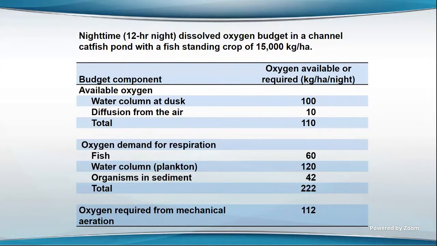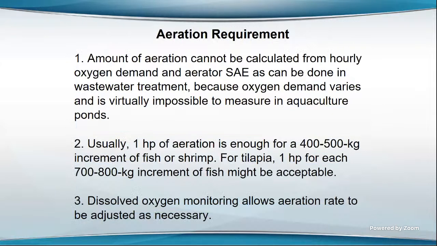So we thought we could do that with ponds, but it turned out you can't do it. It's just impossible. The amount of aeration cannot be calculated from the hourly oxygen demand and the aerator SAE, that's the standard aeration efficiency. I'll mention what this is in a minute. This is done in wastewater because the oxygen demand varies, and it's virtually impossible to measure in aquaculture ponds. Usually 1 horsepower of aeration is enough for about 400 to 500 kilogram increments of fish or shrimp. And for tilapia, maybe 700 to 800. I don't really know. I've never seen that worked out for tilapia.